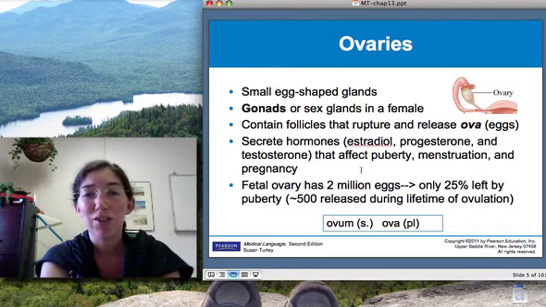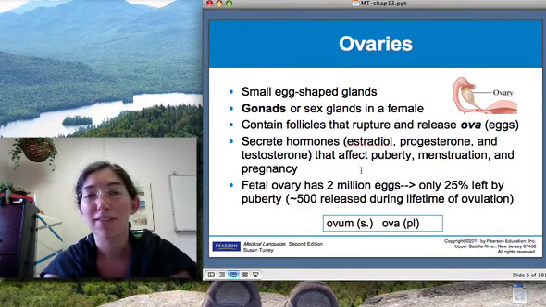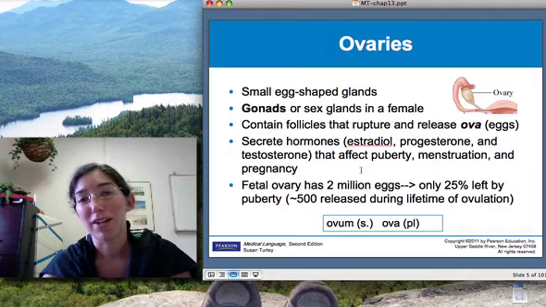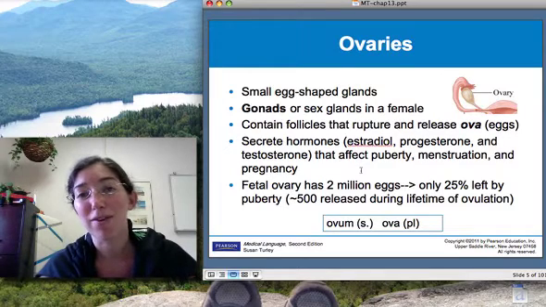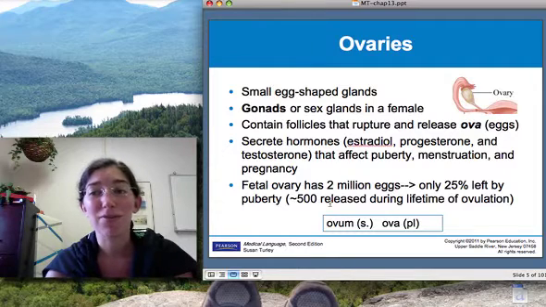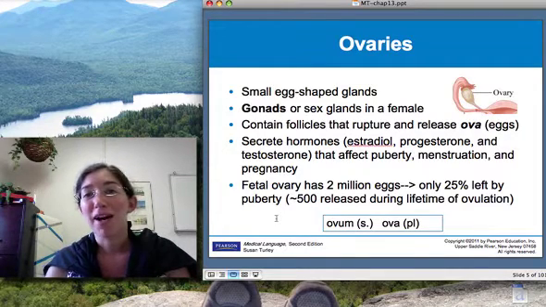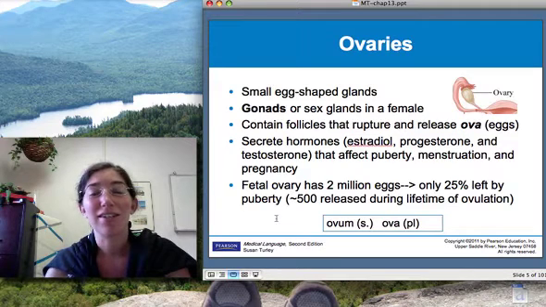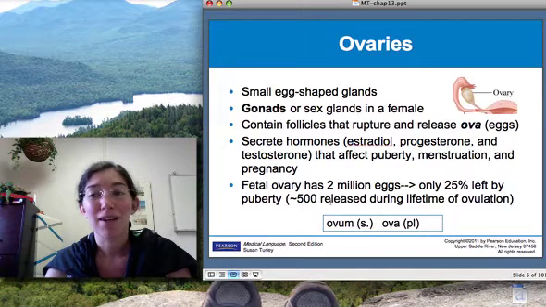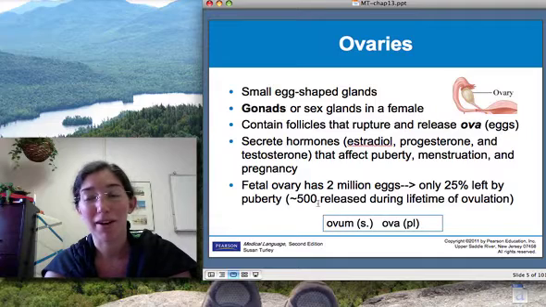But during the maturation process, some of them die off, I guess is one way to put it. So by the time you hit puberty, only 25% of those 2 million are actually left. And if you do the math and think about the fact that most females start menstruating in their early teens and hit menopause maybe in their 50s, that only gives you about 500 eggs or so that are released in your total life of menstruation. So we have more than enough eggs, but they do deteriorate over time. Of those 2 million that we start with, only 500 of them ever actually get ovulated.